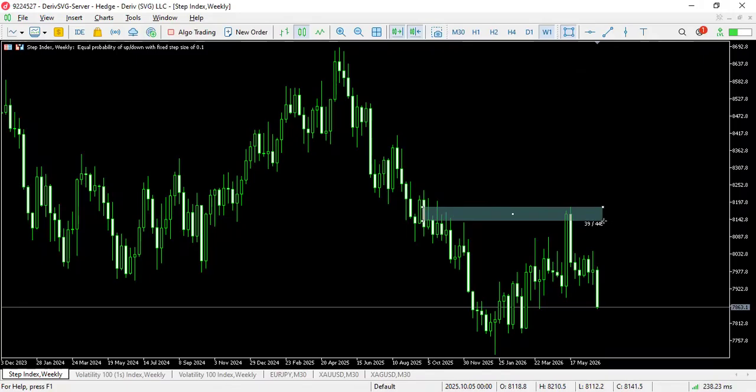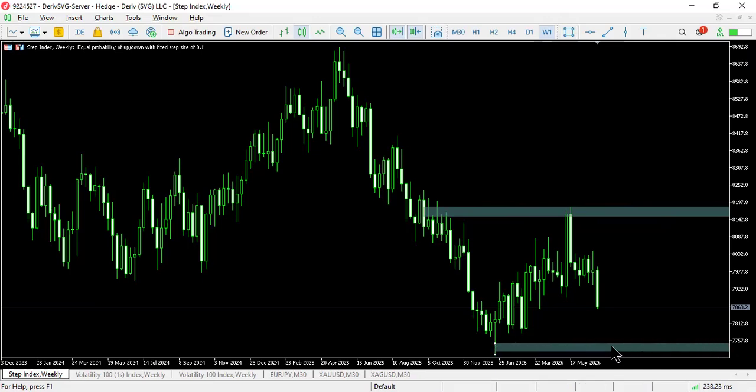Taking our rectangle, we can see that that is a supply zone where price has been pushing down for weeks, and it's now headed to our demand zone. Therefore, our bias from the weekly time frame is very clear. We are going to be looking for selling opportunities from this supply zone until this demand zone.